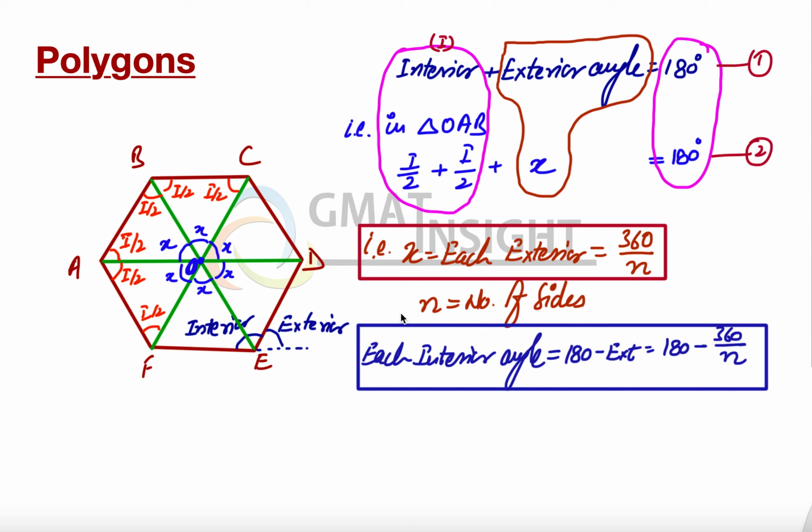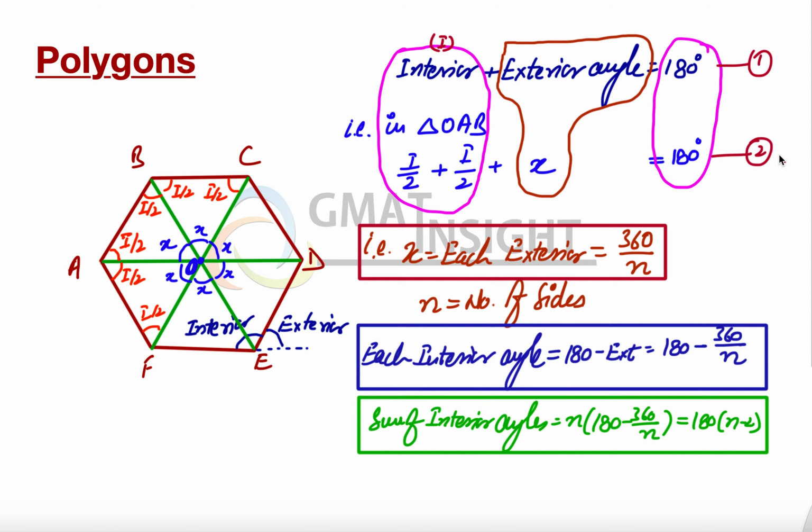That means for an n-sided polygon, we will have n interior angles, and therefore the sum of the measure of all the interior angles in a polygon can be represented by one interior angle multiplied by the number of sides, which is n. So this gives us 180 multiplied by n minus 2 as the sum of the interior angles.